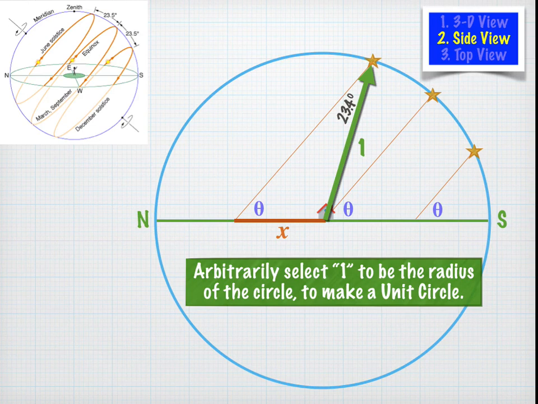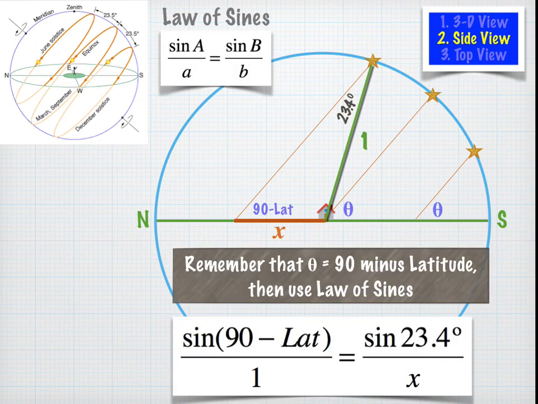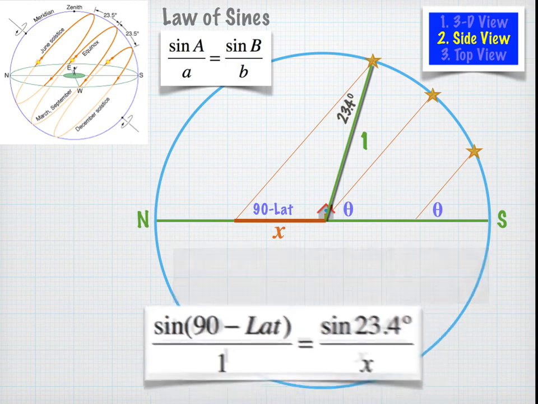And throughout geometry, if you pick 1 to be your radius, you can call it a unit circle, and the trig is much, much easier with a unit circle. So that was an arbitrary choice. We're interested in finding the value of X. So now that we know our theta, which is 90 minus the latitude, we can use the law of sines to solve for X.